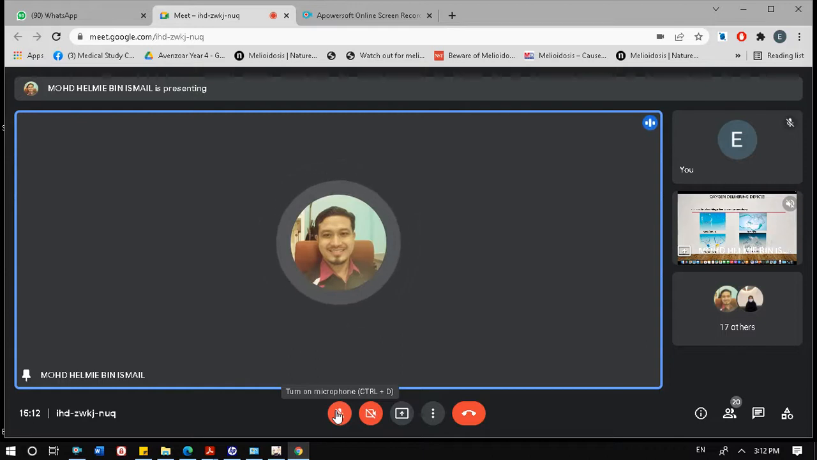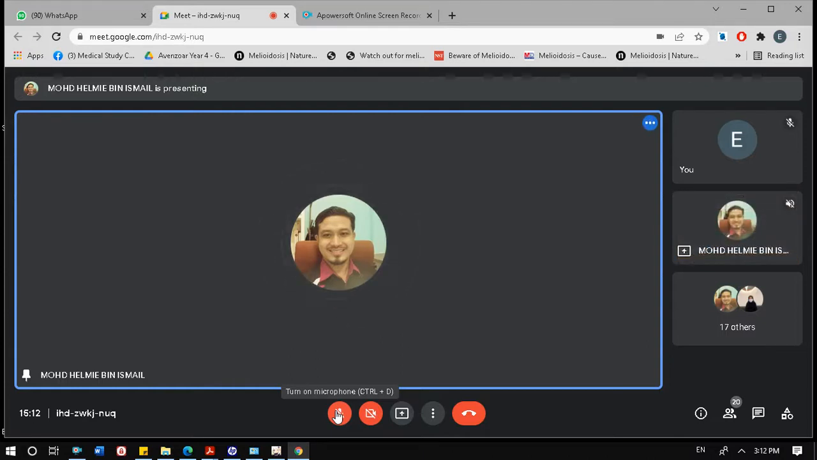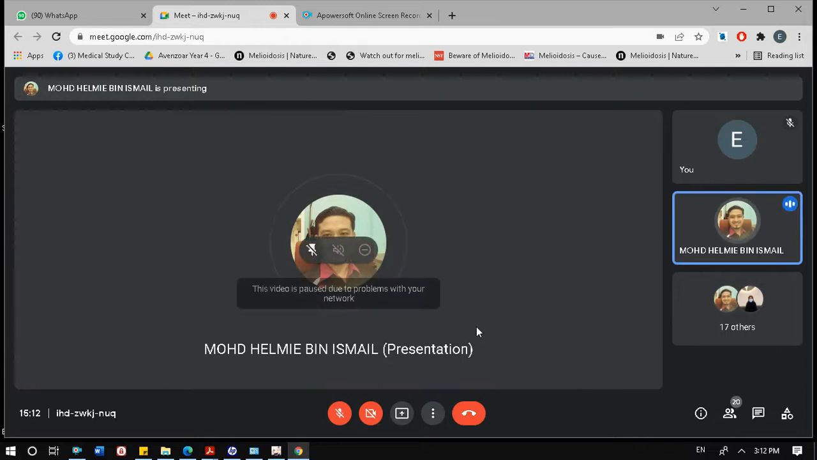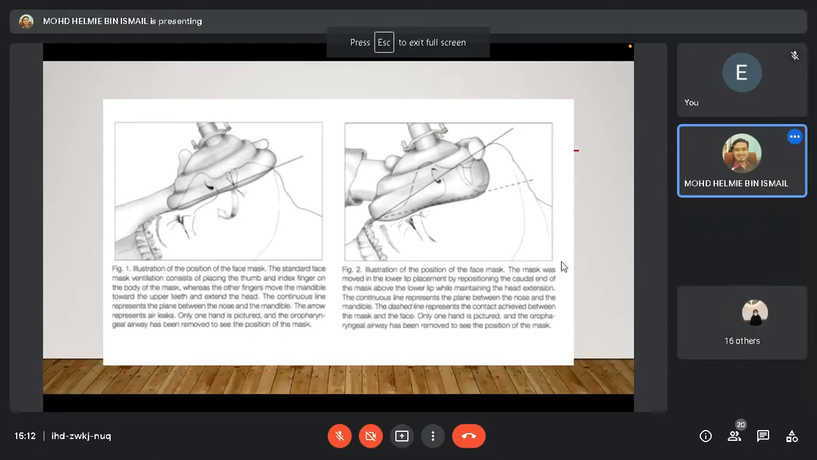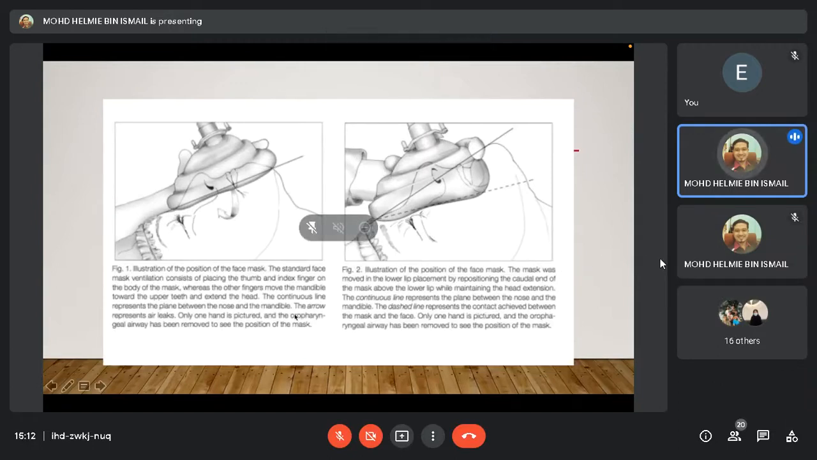Okay, basically we have oxygen delivery devices. This one was already explained just now. Alright, we go to the source of oxygen, flow rate, and also FiO2. Positive pressure ventilation using bag valve ventilation. And then this one, how you seal the face mask on the patient.